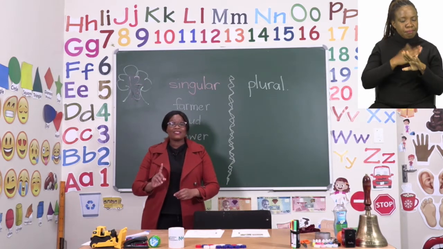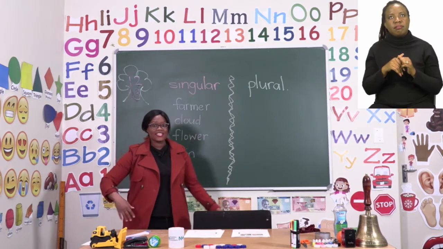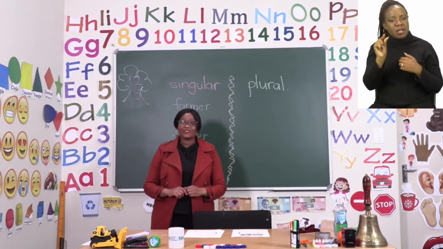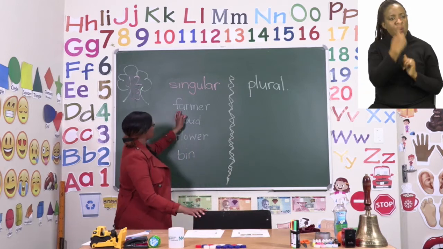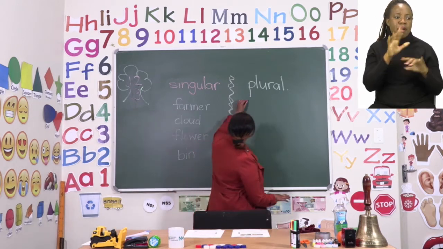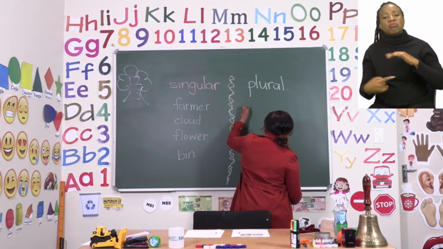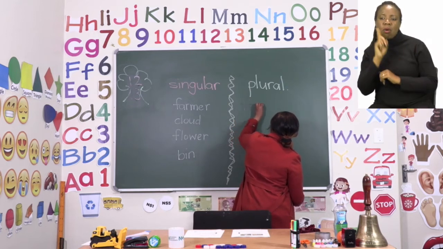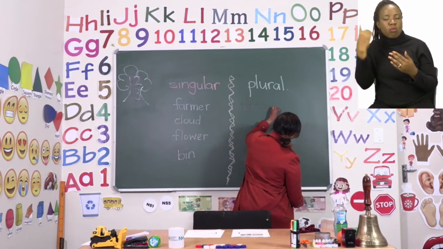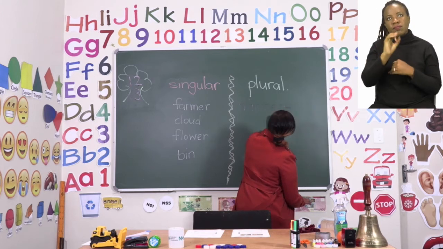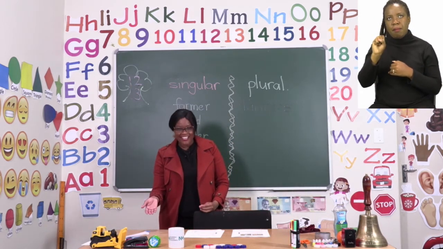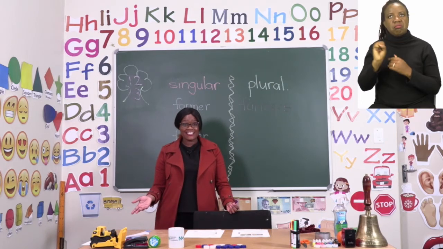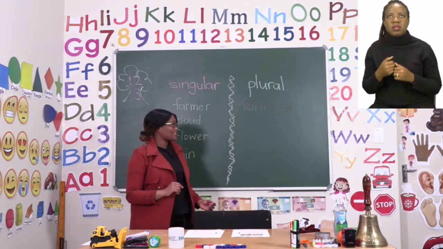So we want to change one farmer into many. And how do we do that? Just by adding an S. So the word farmer changes to a plural when we say farmers. I'd like us to please write that down. And all that we did was just add an S. Can you see how simple it is? Let's do the next word together.